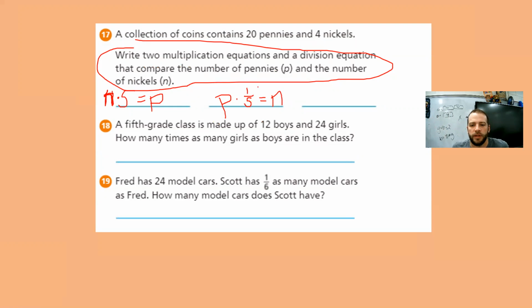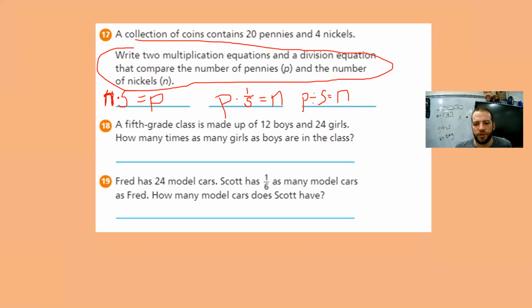And then the division is there's 20 divided by what equals 4? 20 divided by 5. So pennies divided by 5 equals nickels. Ooh, I should have stuck to my board.